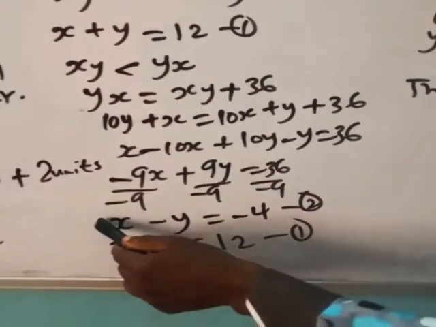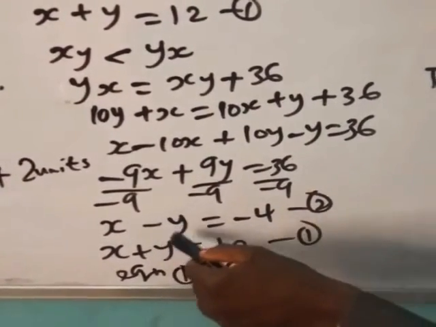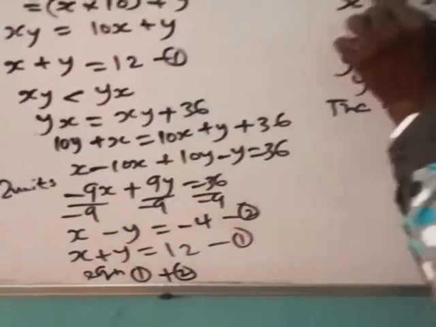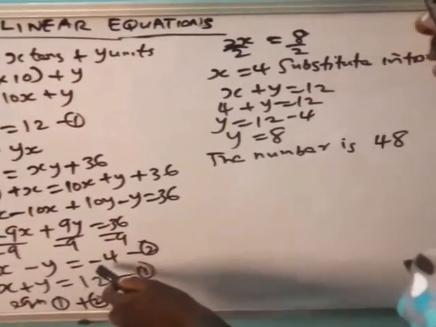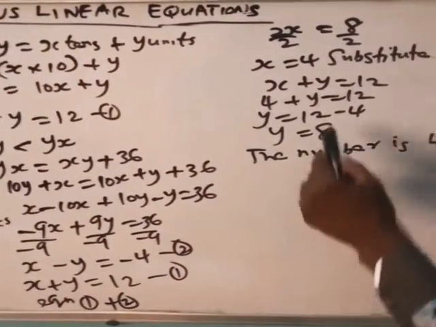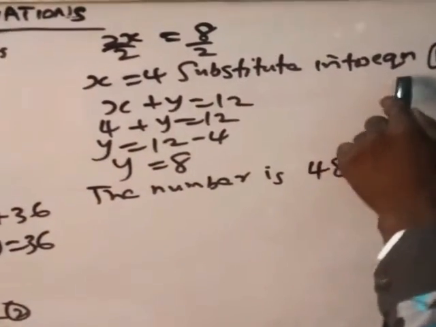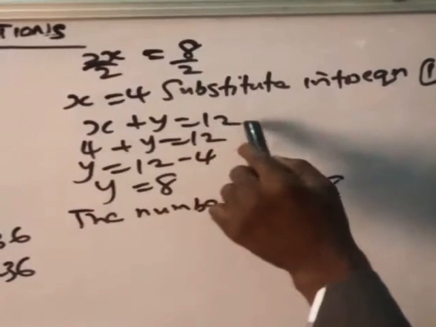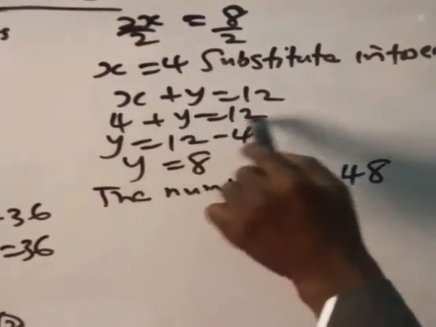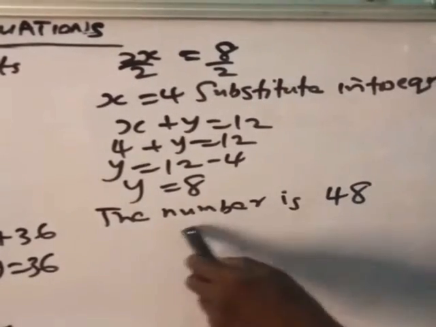Now the coefficient of x here is 1 and 1. By subtraction we eliminate x. The coefficient of y here is minus 1 and 1. By addition I will eliminate y. So I chose addition. Equation 1 plus 2, that's x plus x is 2x. And minus y plus y is 0. Minus 4 plus 12. You are owing 4 naira, you have 12 naira. When you pay, you still have 8 naira with you. So divide through by 2. That's x is 4. And substitute into any of the equations you want. I chose equation 1. x plus y is equal to 12. x is 4. You substitute 4 here. 4 has replaced x. 4 plus y is 12. So y is 12 minus 4, 8. So the number is xy, and x is 4 and y is 8. So the number is 48.